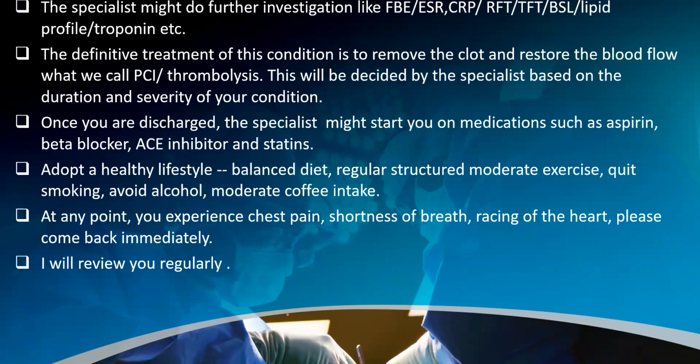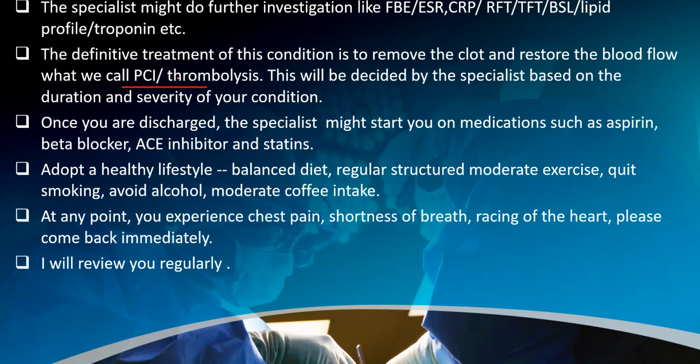The specialist will come and review you, and they will also do some blood tests like a full blood count, your kidney and liver function, your blood sugar, lipid profile, and troponin. The definitive management of this condition is to remove the clot and restore the blood flow, which we call percutaneous coronary intervention or thrombolysis.